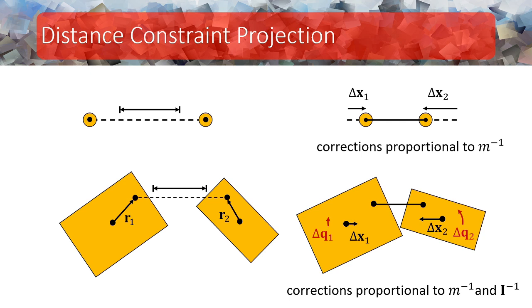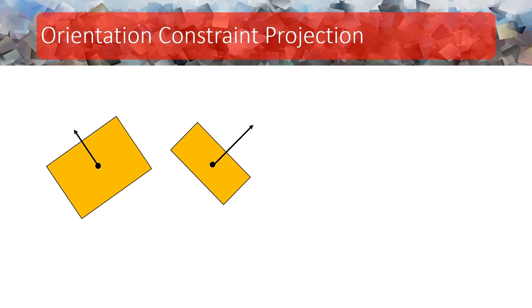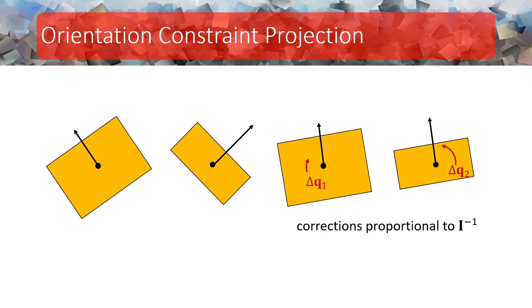physical behavior. For rigid body simulation, we need a second type of constraint. This type restricts the relative orientations of the two bodies. In this particular case, we want the orientations to be aligned. To achieve this, we have to apply updates to both orientations. Again, there's only one way to do this correctly in order to get the correct physical behavior.